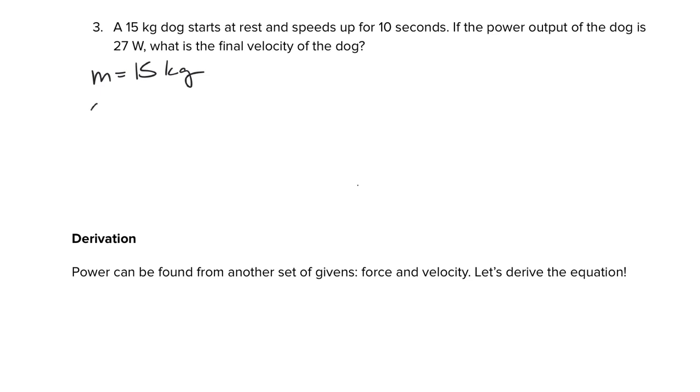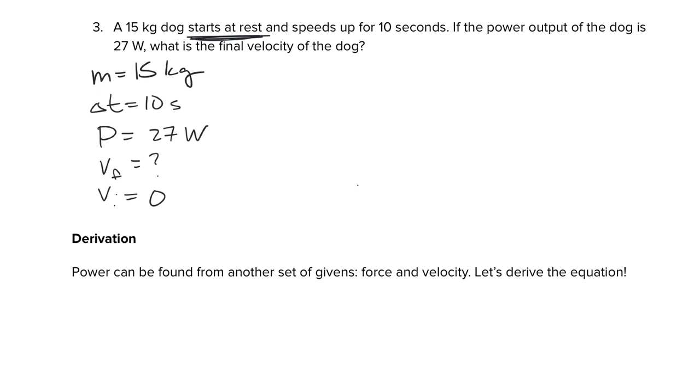Speeds up for 10 seconds, that's delta T. It says the power output of the dog is 27 watts, so power is 27. And the question is, what is the final velocity of the dog? So we're looking for that V F. And we did have one other hidden given in there, that it starts at rest. So that means your V I is 0.